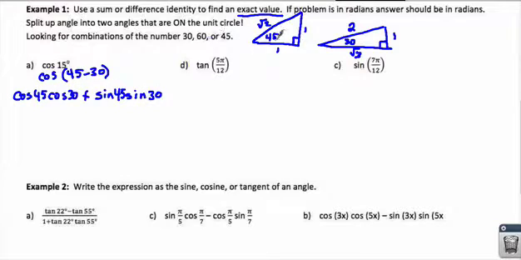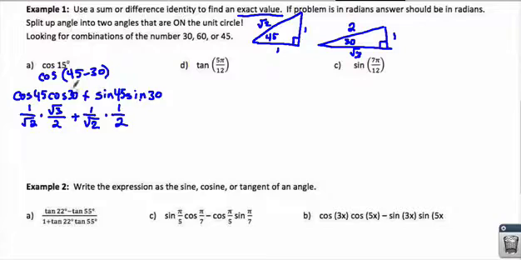So the cosine of 45 is adjacent over hypotenuse, so it's going to be 1 over root 2, times the cosine of 30, adjacent over hypotenuse, is root 3 over 2, plus the sine of 45, so opposite over hypotenuse, 1 over root 2, whoops, not root 3, root 2. And then lastly, the sine of 30, so opposite over hypotenuse is 1/2.